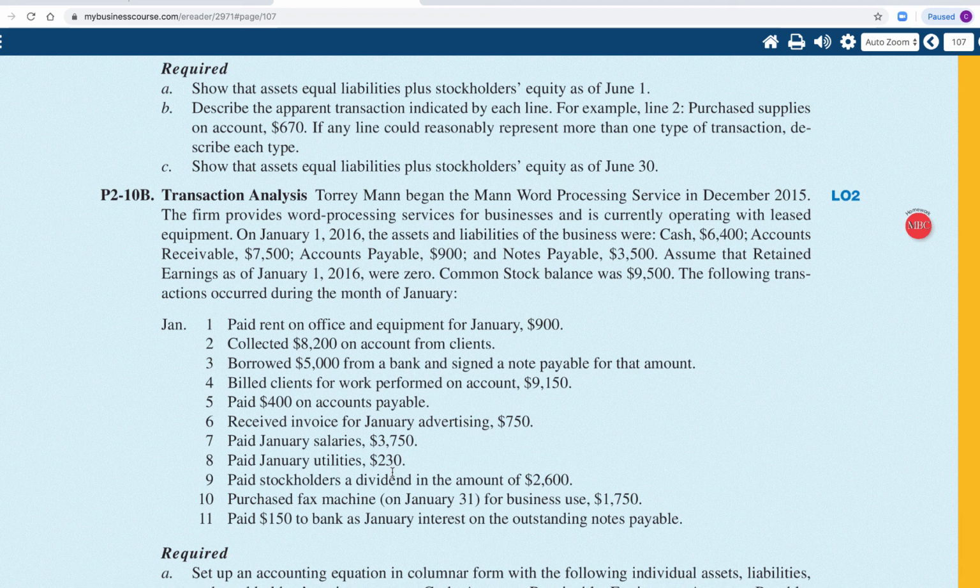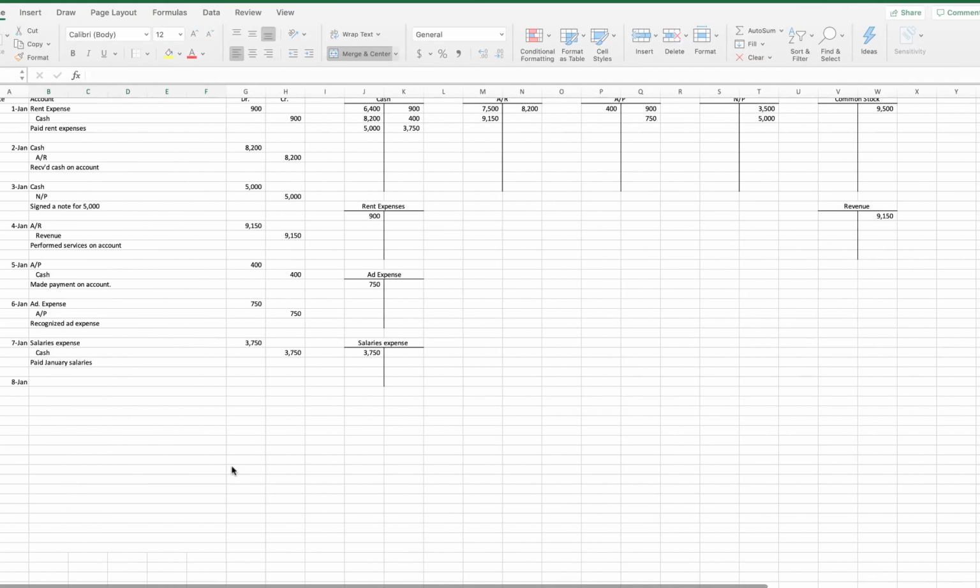My asset needs to go down. My expenses need to go up. How do I increase an expense? With a debit. How do I decrease cash? Credit, right? How much? 230 bucks. So let's go make it so. Okay?